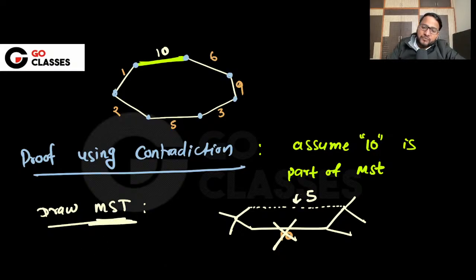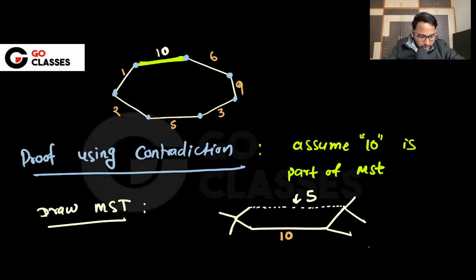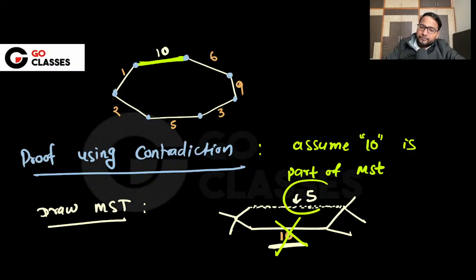So if I can decrease the value of MST, then how was the original the MST? What I'm trying to say here is that if 10 is a part of MST and if I draw the MST like this, then since 10 is a part of a cycle also, there must be one more edge which is something like this, where the 10 is forming a cycle. So what I can do here is that I can remove this 10, I can bring this 5 here.